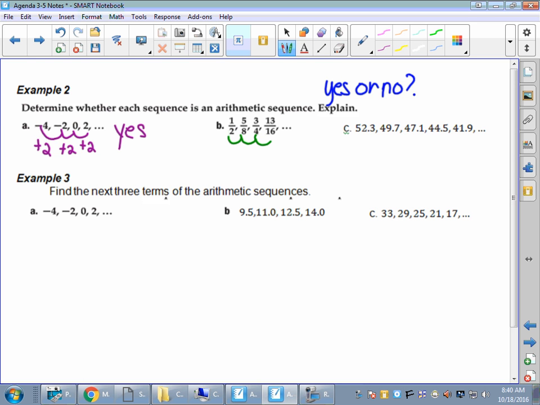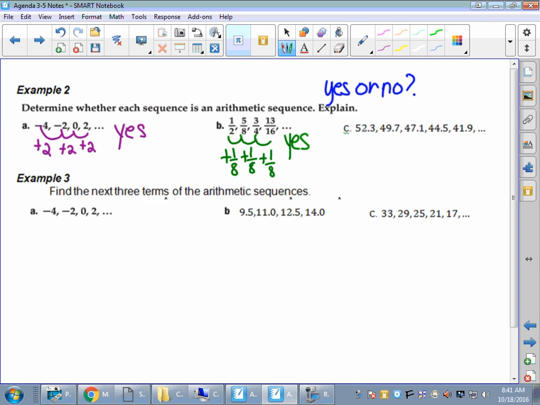I think when you do that, you get a difference of 1/8 every time. It's going up. The numbers are getting larger, even though they're fractions and less than 1. So yes, this is an arithmetic sequence. If we didn't have a common difference, if we didn't have the same pattern, it would be a no.